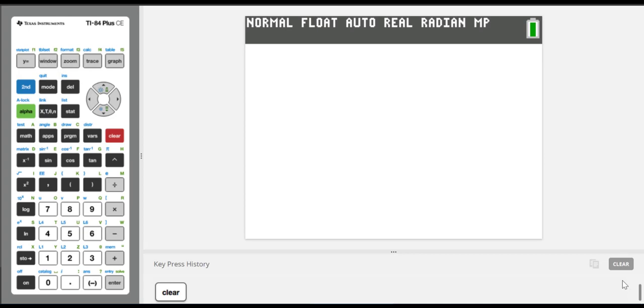Hey guys, welcome back. Quick little video on the calculator for the quadratic formula. As you can see, I have a TI-84 Plus CE, which is what I'm using on the screen.